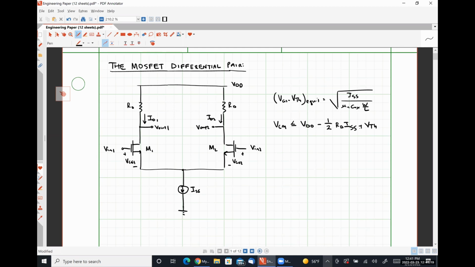So if Vn1 is large, VGS1 is large, which means ID1 is large, which in turn pushes this output voltage down, right? Pushes it further away from VDD. On the opposite side, if Vn1 is large, that means VGS2 must be smaller because this current has reduced, right? As ID1 goes up, ID2 must go down because they have to add together to make ISS. As ID2 gets smaller, the voltage drop over RD gets smaller, and the output voltage here at Vout2 goes up.